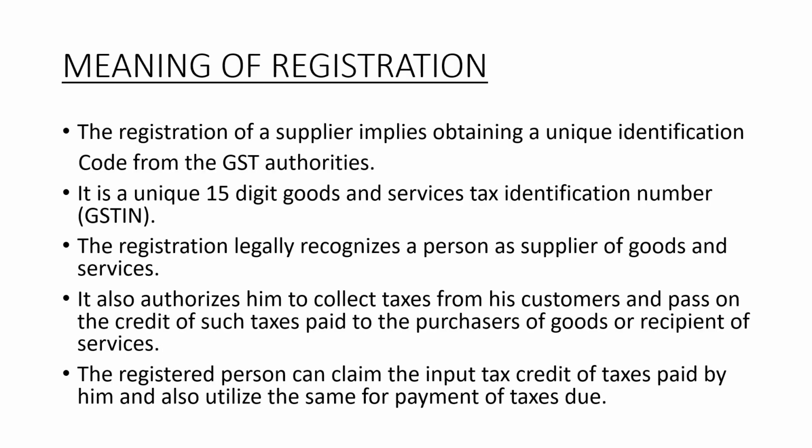Coming to the meaning of registration, the registration of a supplier under GST implies obtaining a unique identification code from the GST authorities. It is a unique 15 digit code that is unique to every individual seller. Registration basically recognizes a person as a supplier of goods and services under GST.